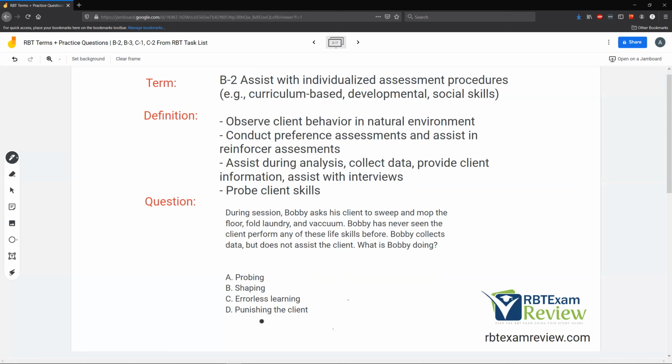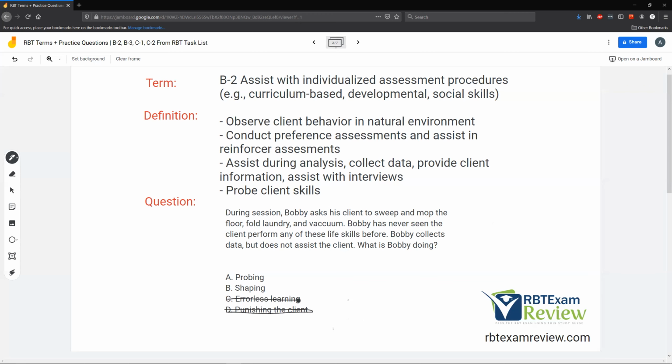Well, we know he's not punishing the client, right? Nothing's being added, nothing's being removed, and no behavior is changing. Okay, there's no behavior decreasing in this particular scenario. Okay, so he's not punishing. Errorless learning, is he assisting the client? Is he making sure the client doesn't do any of these tasks wrong? No, he's just asking them to do it and watching them do it.